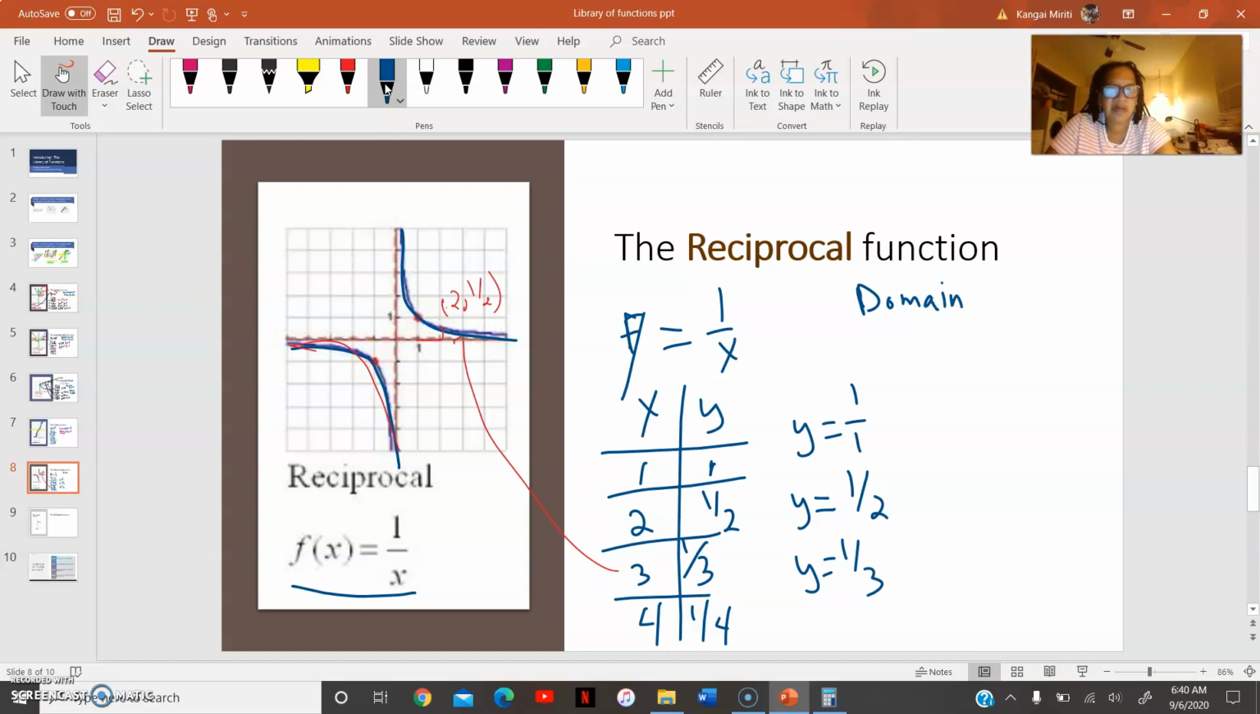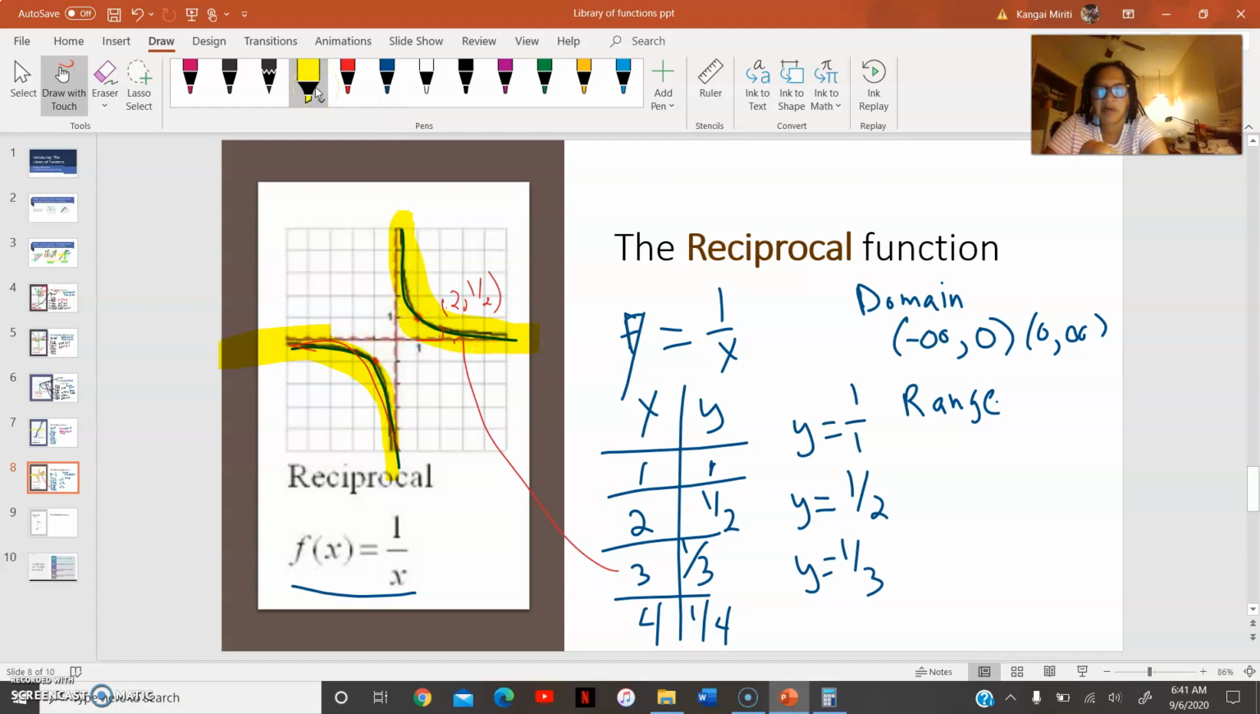The domain of this function is very interesting in that it starts forever this way, all the way to here. So the domain is negative infinity, all the way to 0, but never touching 0. And we'll talk in a minute about why it never touches 0 after we talk about the range. And the other part of the domain, I forgot about the other side, is from 0 to positive infinity over here, never touching 0.